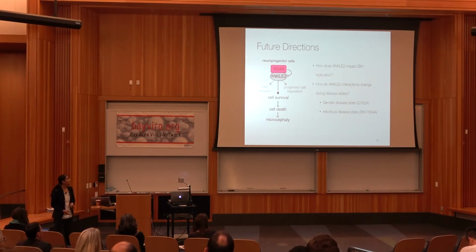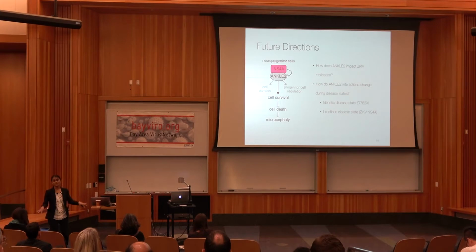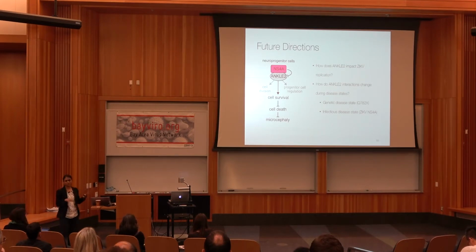And then on the more systems biology and fundamental cell biology side, how do ANKL2 interactions change during these two disease states? Because now we have two really nice tools to use: a hereditary disease state and an infectious disease state that presumably perturb the same pathway, and we're hoping through the same changes in the physical interactions that mediate these downstream effects. So we'll be performing affinity purification and mass spec on ANKL2 in these two disease states in neuroprogenitor cells to tackle some of those questions.